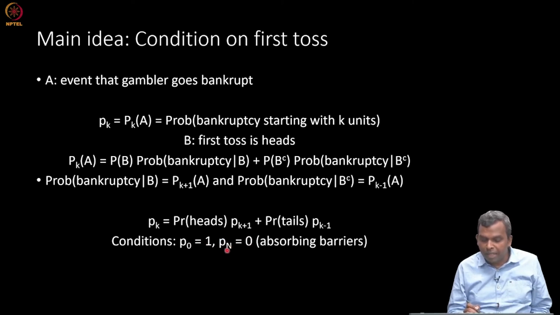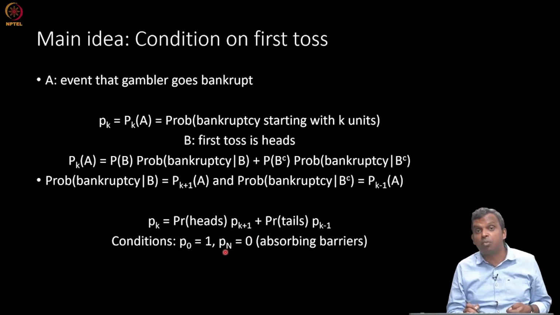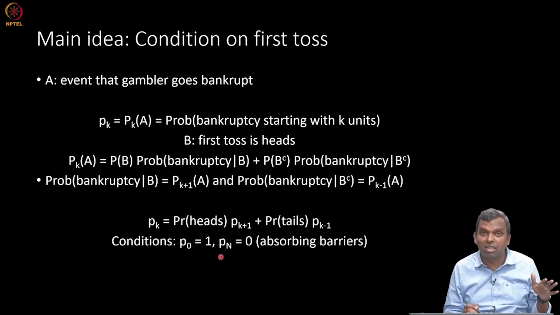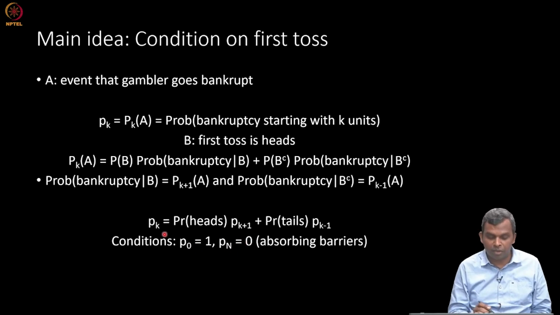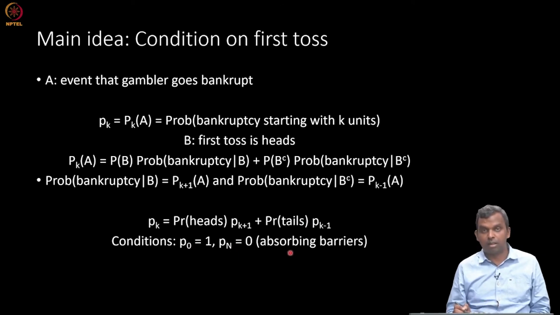Pn is what? If he has n units of money, there's no chance of him going bankrupt. Why? He just stops playing at that time. So Pn equals 0. These are called boundary conditions, and they are very important. Whenever you have an equation like this, you need such boundary conditions to solve it. If you don't have them, you won't be able to solve it. So you need two conditions like this, and then you are done.